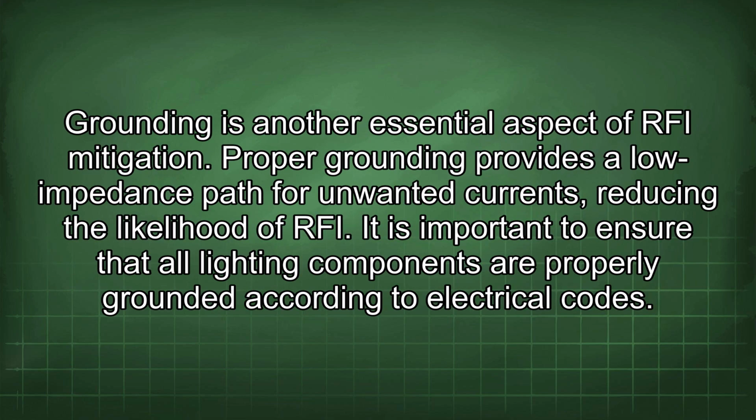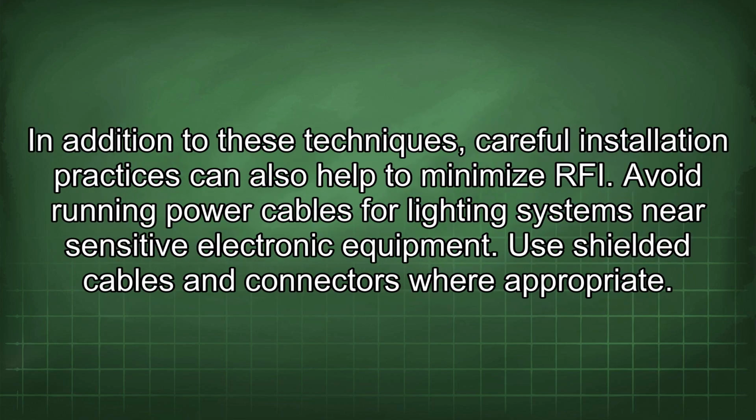Grounding is another essential aspect of RFI mitigation. Proper grounding provides a low impedance path for unwanted currents, reducing the likelihood of RFI. It is important to ensure that all lighting components are properly grounded according to electrical codes. In addition to these techniques, careful installation practices can also help to minimize RFI. Avoid running power cables for lighting systems near sensitive electronic equipment.